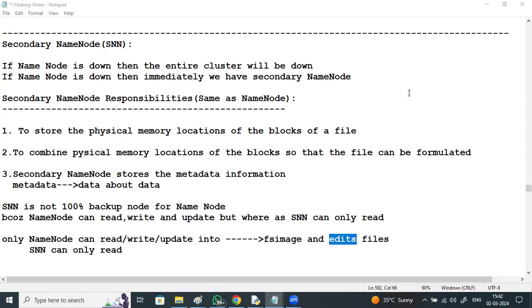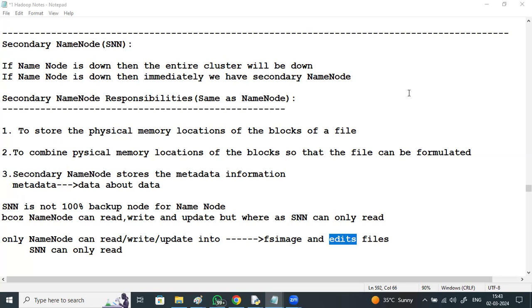How does a name node come to know that a particular slave is down? There are heartbeat signals between the name node and data node. Data node sends heartbeat signals to name node every 2 seconds. If those heartbeat signals are missing, then name node thinks the data node is down.